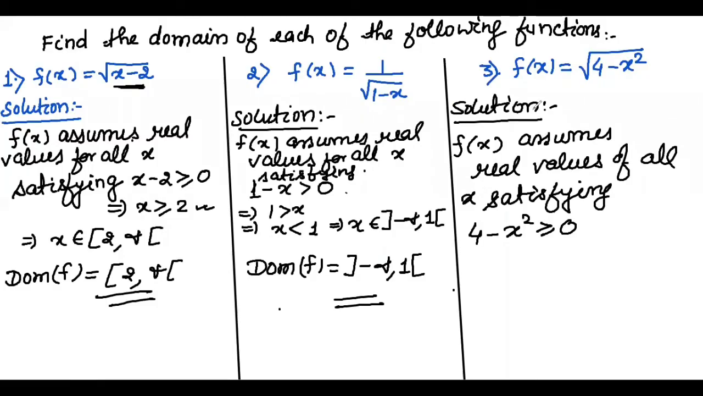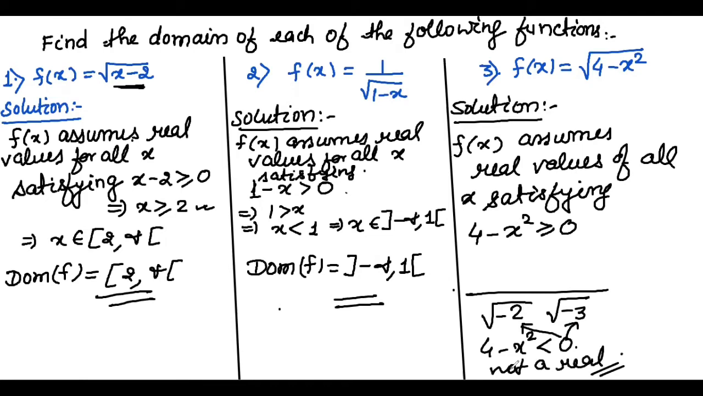So question number 3 we will discuss: f(x) equals to root over 4 minus x square. Here also we have to avoid root over a negative value. Means we can't take root over any negative value, like minus 2 or minus 3. If we take 4 minus x square less than 0, then we can get negative values, square root of negative value, and this is not a real number, not a real value.